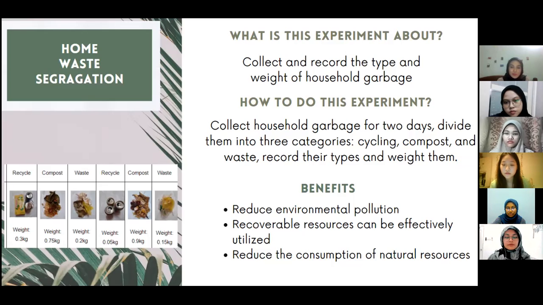Of course, garbage sorting properly handles the garbage in our life, keeping our environment green and clean. It also can reduce environmental pollution and the consumption of natural resources. That's all for my part. I will pass to the next one.